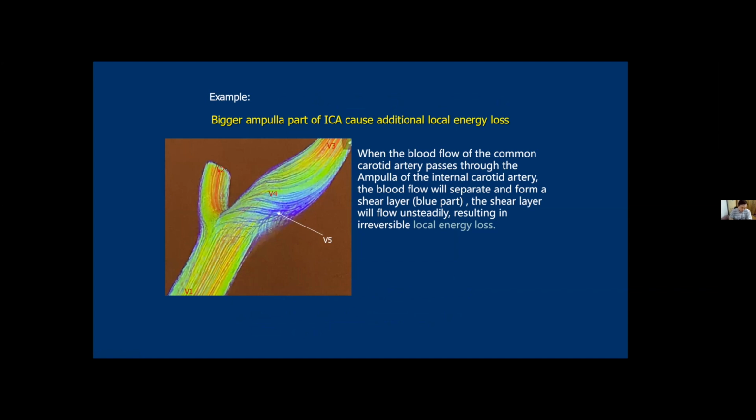So this is an example of a bigger ampullary part of the ICA. This bigger part actually causes additional local energy loss. When the blood flow comes from the CCA to the ICA, through the anterior part of the ICA, the blood flow will separate and form a shear layer. This is the blue part, and the shear layer will flow unsteadily and result in irreversible local energy loss.